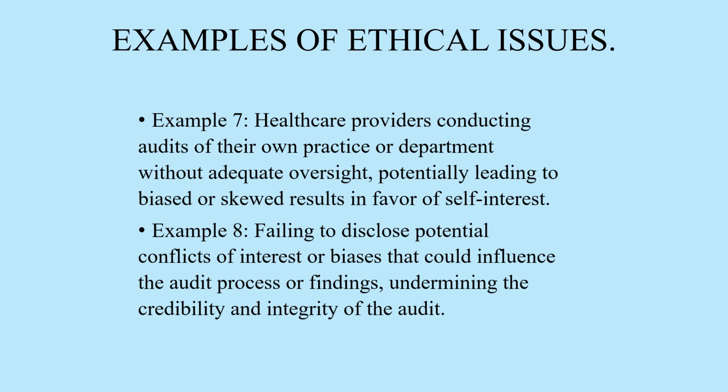Failing to disclose potential conflicts of interest or biases that could influence the audit process or findings undermines the credibility and integrity of the audit. An example of this is financial interest or financial favors that you may get to do a certain audit or a certain kind of research. Or maybe you have a shop where a certain instrument is sold, or a company where a certain instrument is manufactured, and you use that product in the research and try to show it in a good light.